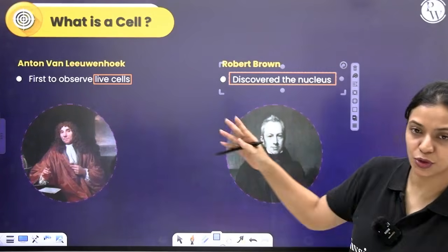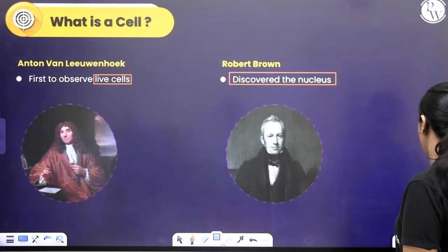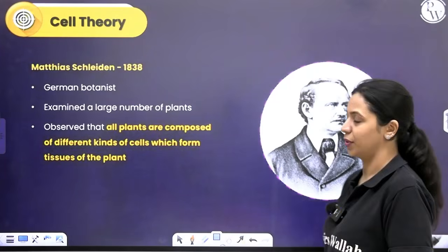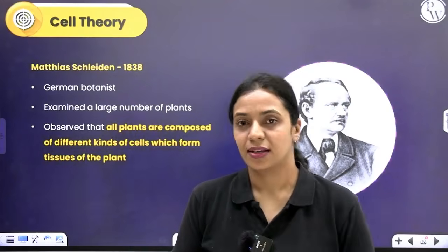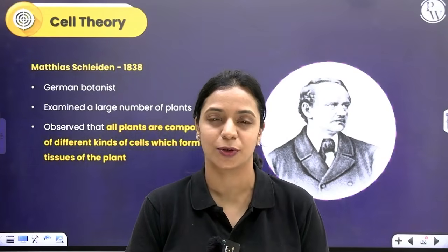Okay, about these two scientists' names and their contributions, you should remember. There's something called cell theory we must learn about. This theory was formulated by three people. We learn about their contributions.